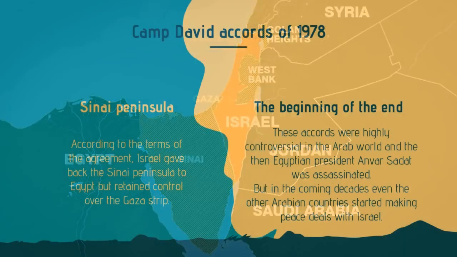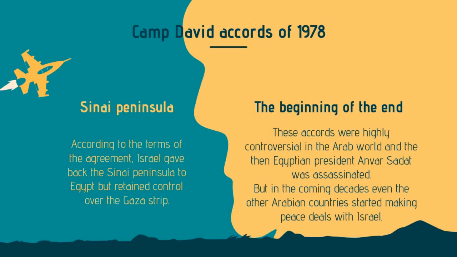The Camp David Accords of 1978. Both Israel and Egypt signed the Camp David Accords, which was brokered by the United States, according to which Israel ceded the Sinai Peninsula back to Egypt but retained the Gaza Strip. These accords were highly controversial in the Arab world, and the then Egyptian president Anwar Sadat was assassinated because of these accords. But in the coming decades, even the other Arab countries started making peace deals with Israel.